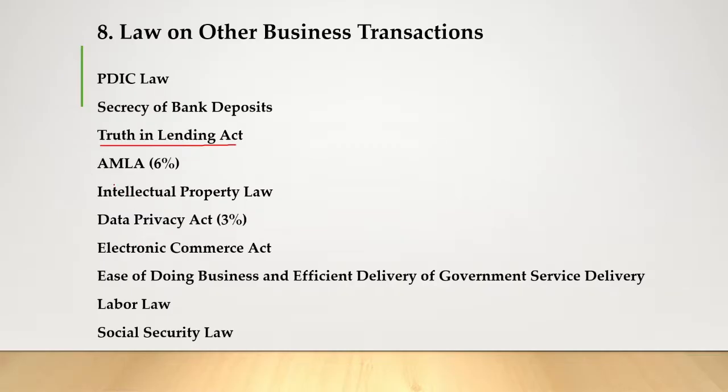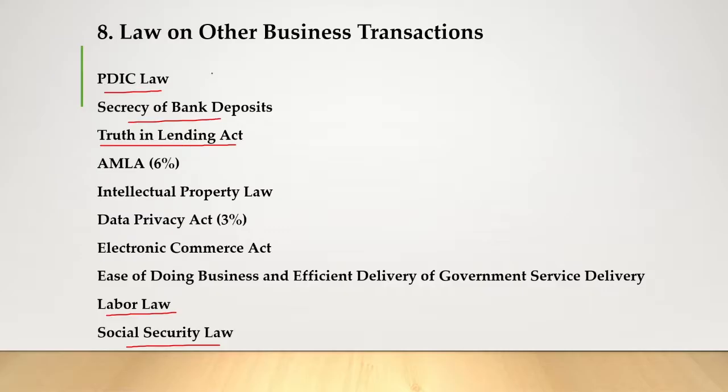We also have the Anti-Money Laundering Act, which is 6%. We also have Intellectual Property Law, Data Privacy Act, which is 3%, Electronic Commerce Act, Ease of Doing Business and Efficient Delivery of Government Service, or the Anti-Red Tape Law. We also have Labor Law and Social Security Law. You might be focusing so much on other topics like law on sales and credit transactions, but that's just 3%. In law on sales, there will be 3 questions for RFBT. Out of 100 items, only 3 questions for law on sales. You might be ignoring other topics such as PDIC law and secrecy of bank deposits.